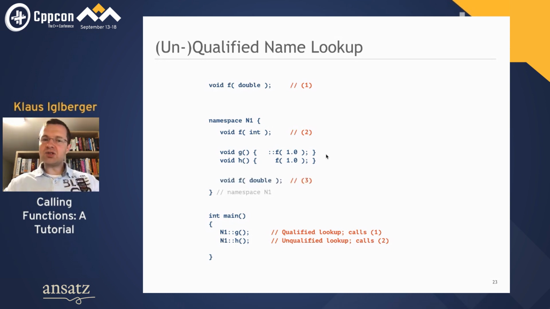Note that nothing changes with regard to which function is called if I come up with a third function, a function f that takes a double in namespace n1. This function is only defined after the call site. So officially it hasn't been seen yet, so it cannot be considered. Name lookup only considers all those functions that already have been seen. And then, of course, as I said before, in order based on the namespace, based on the location of the call site. So function 3 is never an option for these two function calls.